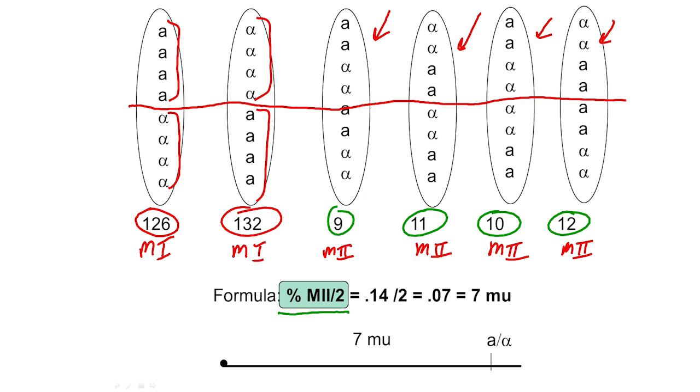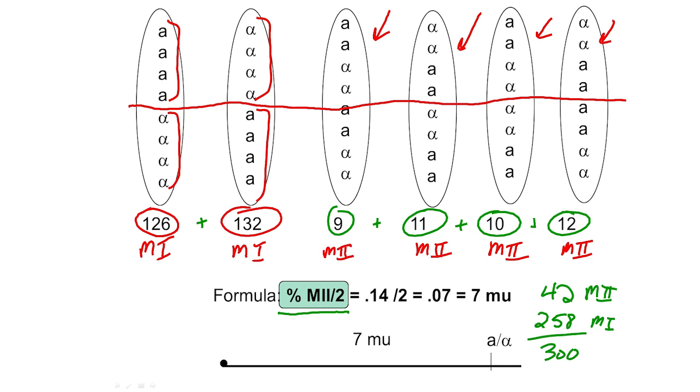So this is the only one we did. We're saying take the percentage of M2. You would almost think that is the crossover frequency, right? Since M2s had a crossover in them. So let's add them up. M2: 9 plus 11 is 20, plus 10 is 30, plus 12 is 42. So there are 42 total M2s. The M1s, 126 and 132, are 258 M1s. So the grand total is 300.